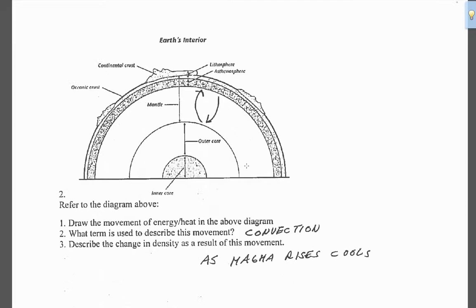The next question is, refer to the diagram, draw the movement of energy, and we know that as you move to the core, it's much hotter, and we know warmer material rises, and as it rises near the crust or the surface of the earth, it cools down, and then it will fall back, and that is a convection current. And the third question here, it has describe the change in density. Well, the warmer material will be less dense, that's why it rises, and as it cools, it has greater density, so it falls back towards the outer core.